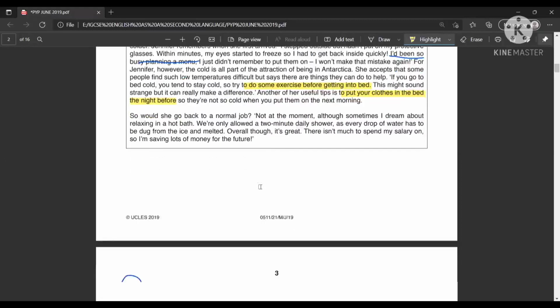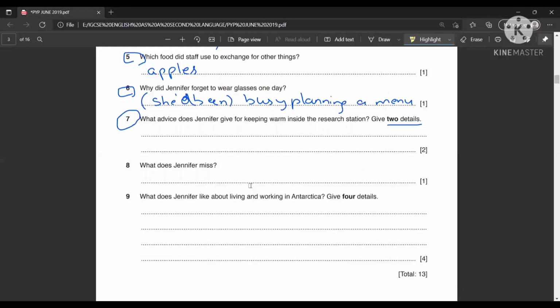So these are the answers which we are going to write. What advice does Jennifer give for keeping warm inside? The first one is, we are going to write here, do exercise before getting into bed. And the next one will be, put your clothes in the bed.